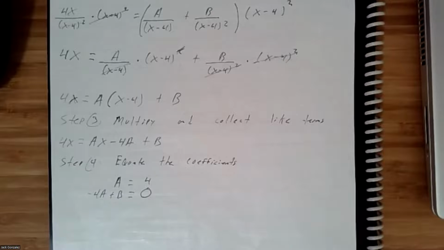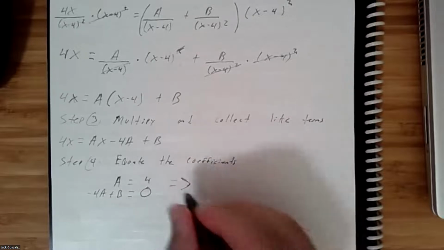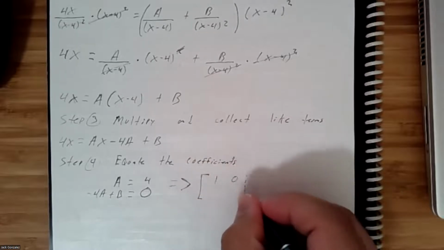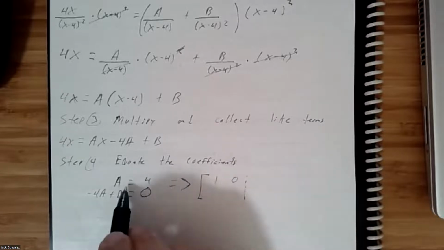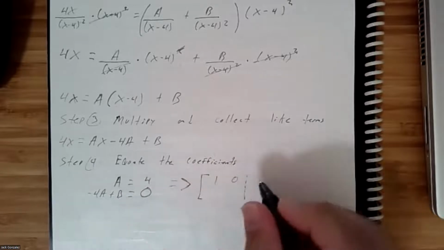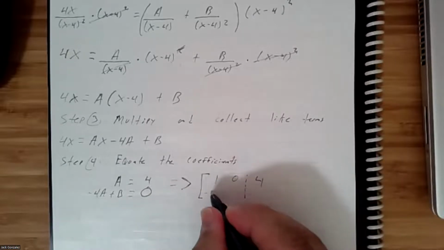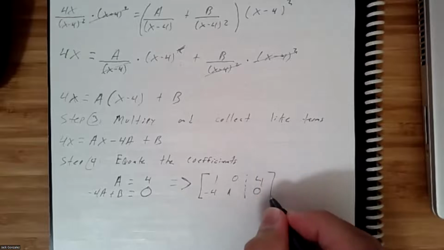Okay. So at this point, you could create a matrix if you wanted to, but this is kind of easy to solve. So that's up to you, really. The matrix form would be 1, 0. So there's no b, right? There's an a. There's one a, so 1. No b, 0, equal to 4. There is a negative 4a. There's 1b, and equal to 0.